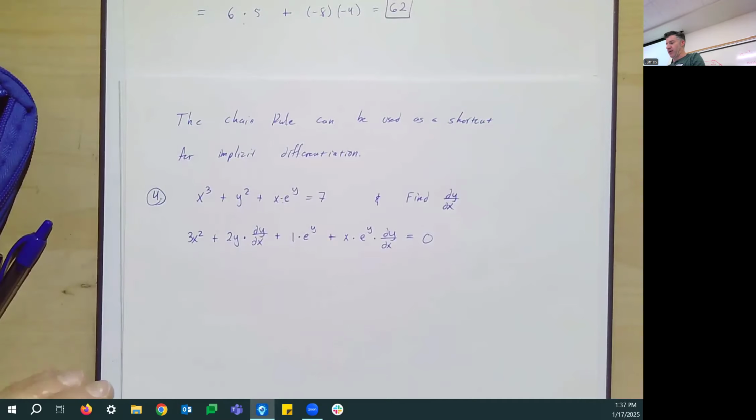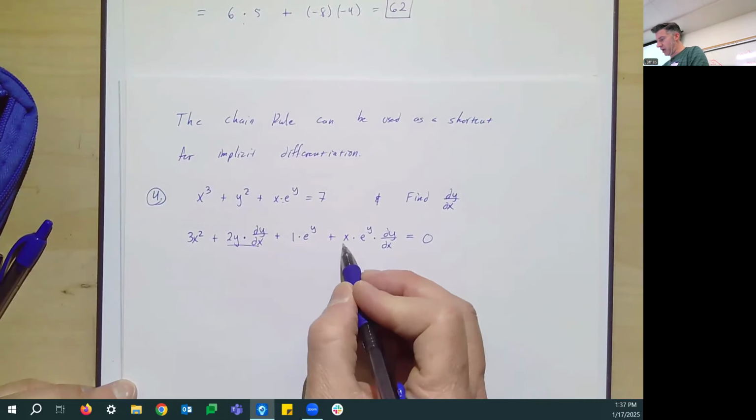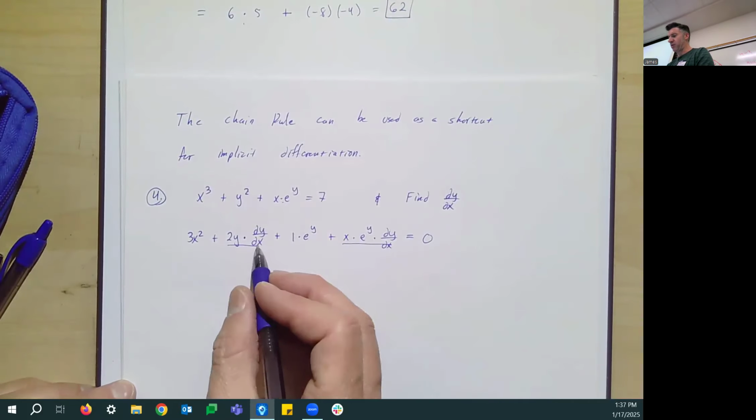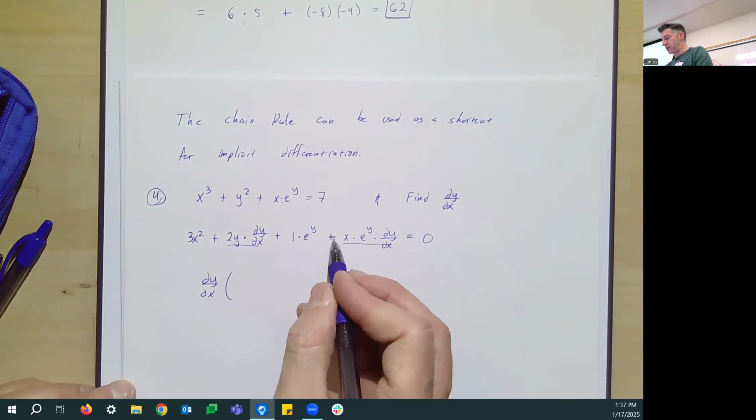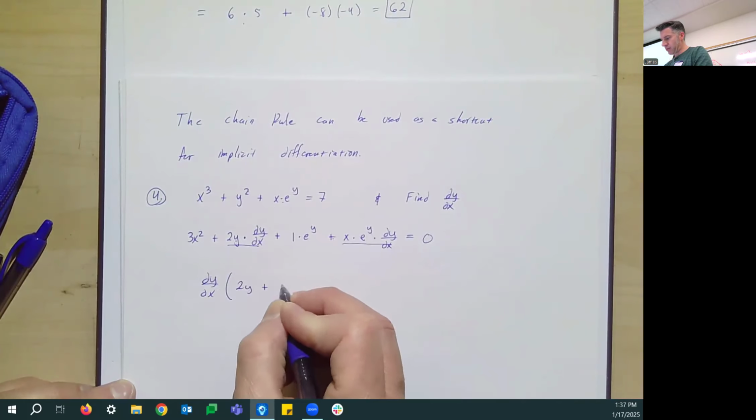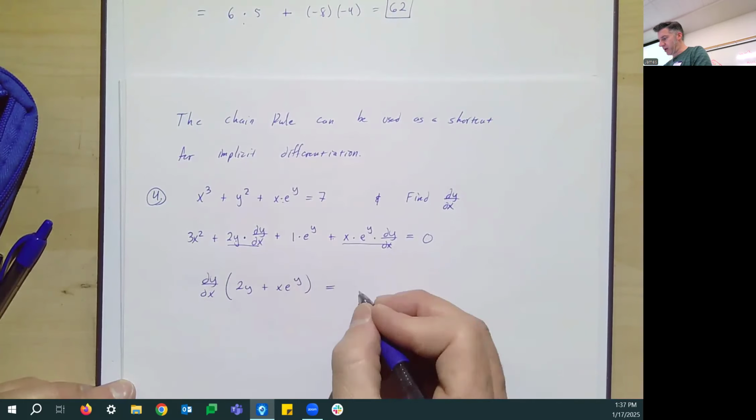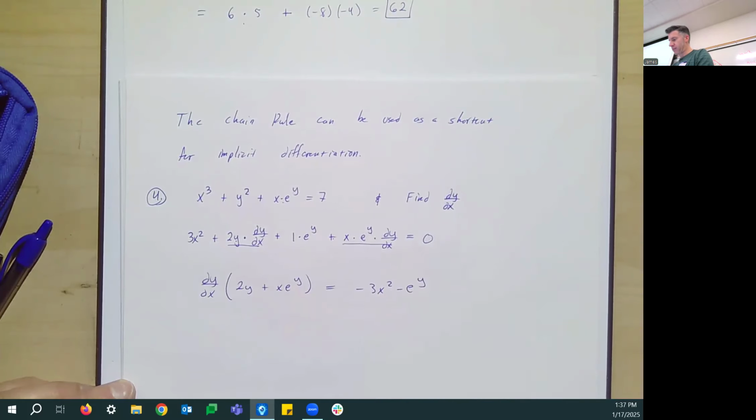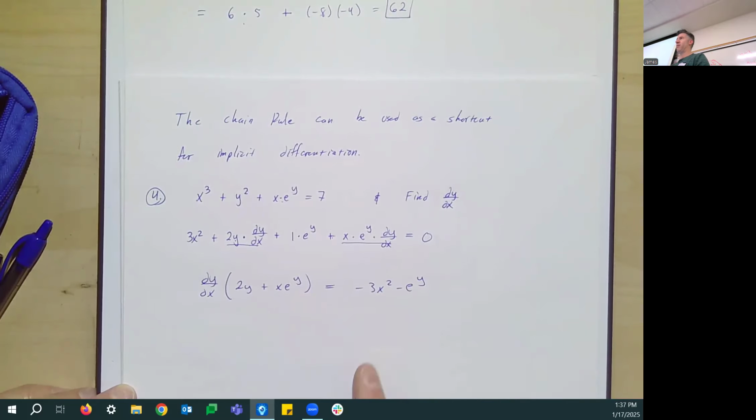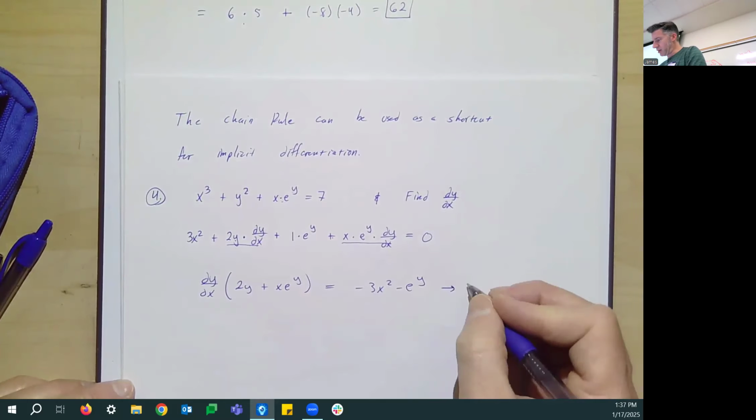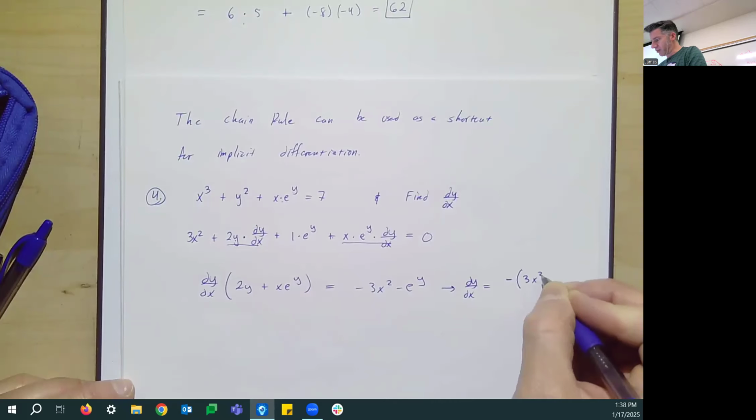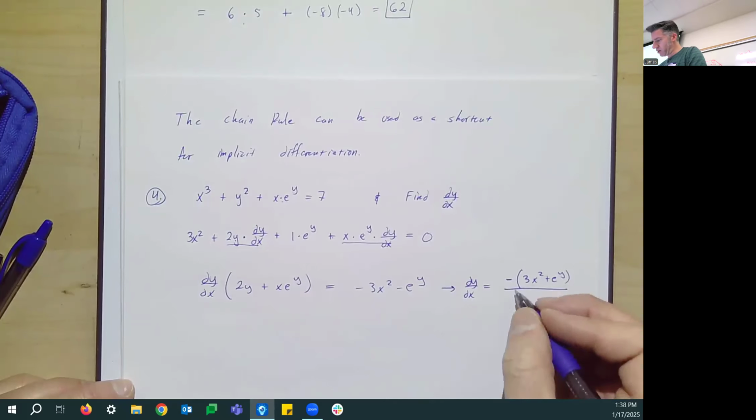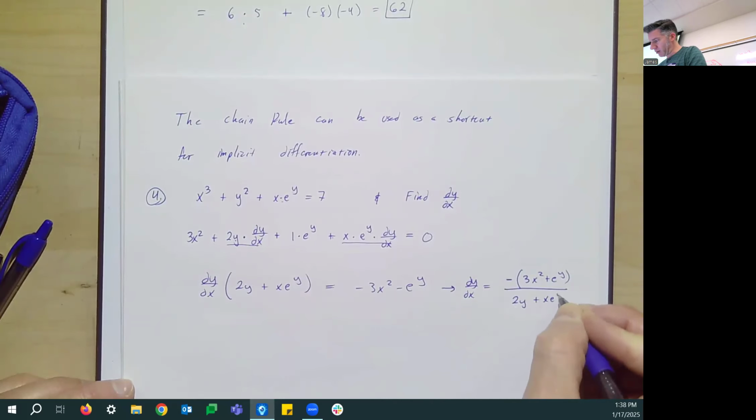Okay, so now we're going to solve for dy dx. So we'll leave these things on this side, subtract those things to the other side. Also, I'm going to factor out the dy dx while I'm at it. So I'm going to have dy dx multiplied by 2y plus x e to the y. And on the right-hand side, I'm going to have a negative 3x squared minus e to the y. Which I'm actually going to factor out the minus sign there. I wouldn't usually do that, but I want to do it here because I want you to see something. So that's going to tell me that dy dx is equal to negative 3x squared plus e to the y over 2y plus x e to the y.